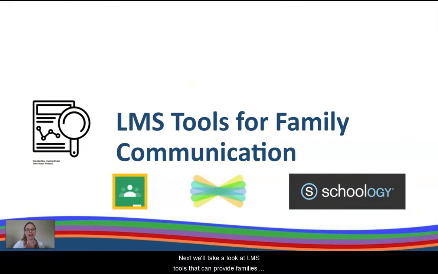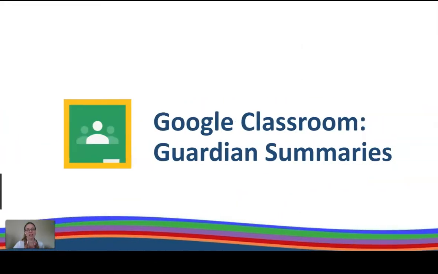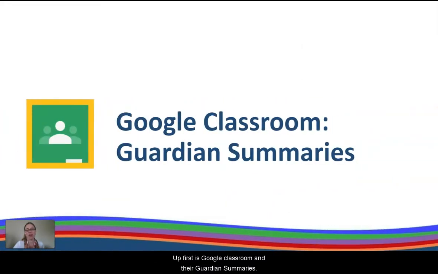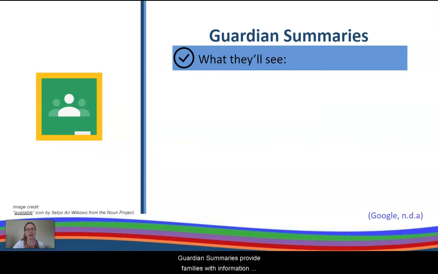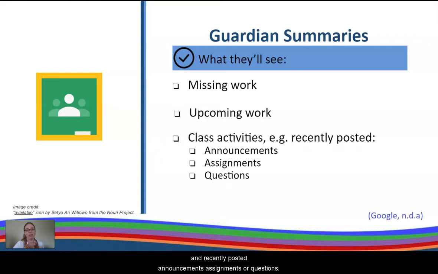Next, we'll take a look at LMS tools that can provide families with valuable information in their role of monitoring their child's progress. Up first is Google Classroom and their Guardian Summaries. Guardian Summaries provide families with information about their children's work in Google Classroom, such as any missing assignments, upcoming assignments, and recently posted announcements, assignments, or questions.